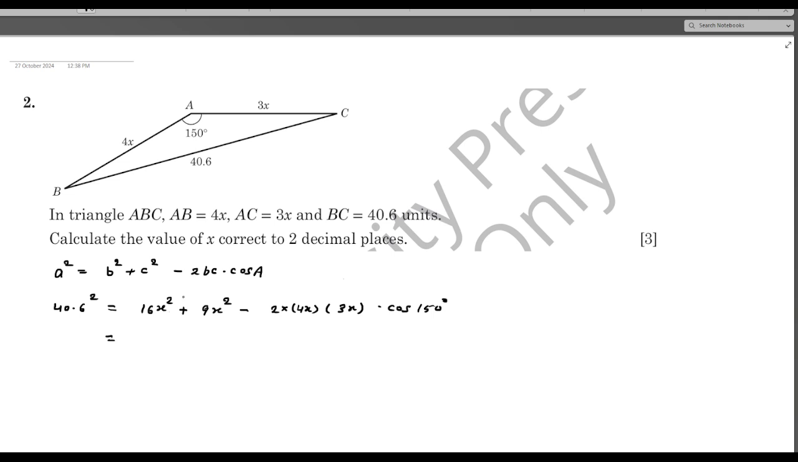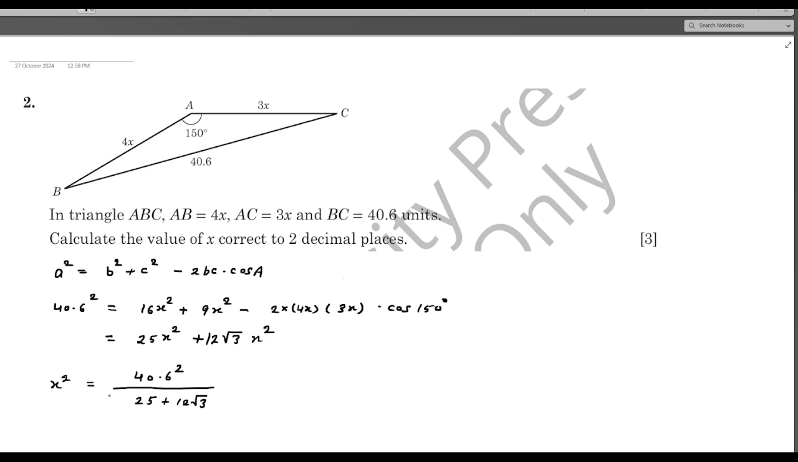So here I can say that 16x square plus 9x square is 25x square. And here it is 2 times 4x times 3x times cos 150. Now the value of cos 150 is minus root 3 by 2, so minus will become plus. So root 3, and 4 times 3 is 12. So it is 12 root 3 times x square. You can take x square common, and therefore x square is 40.6 the whole square divided by 25 plus 12 root 3.